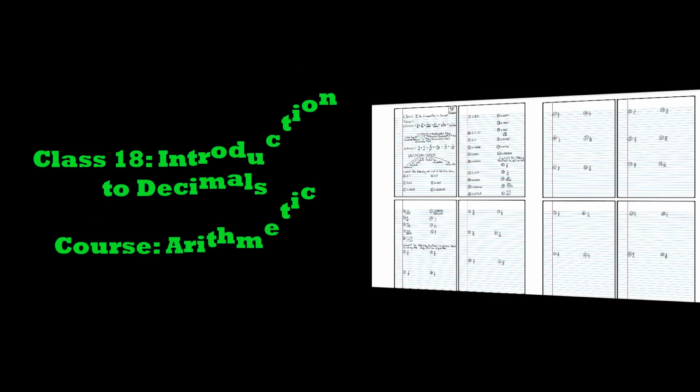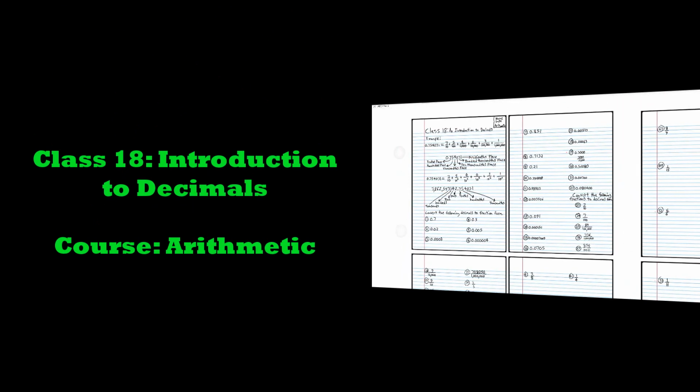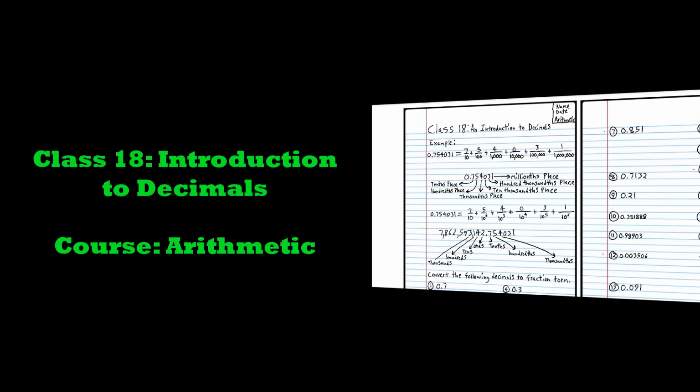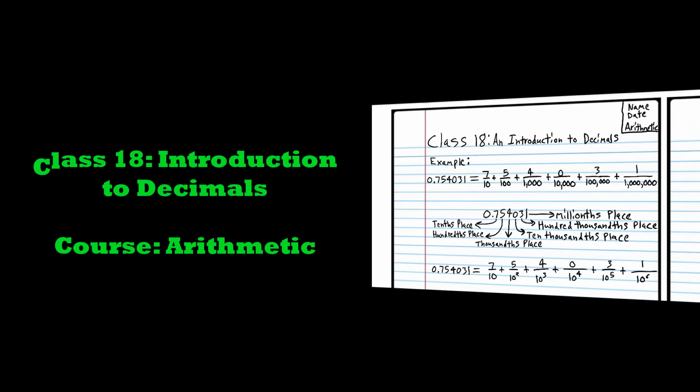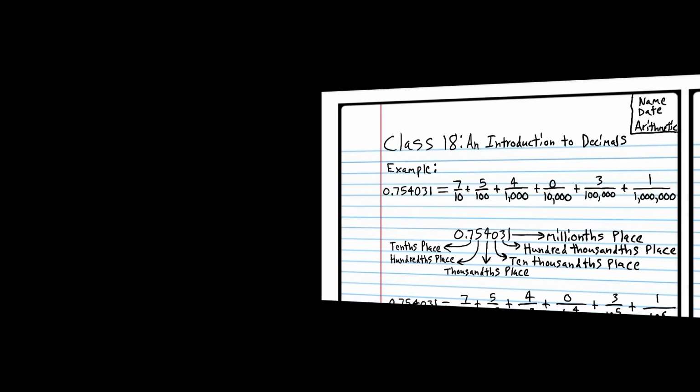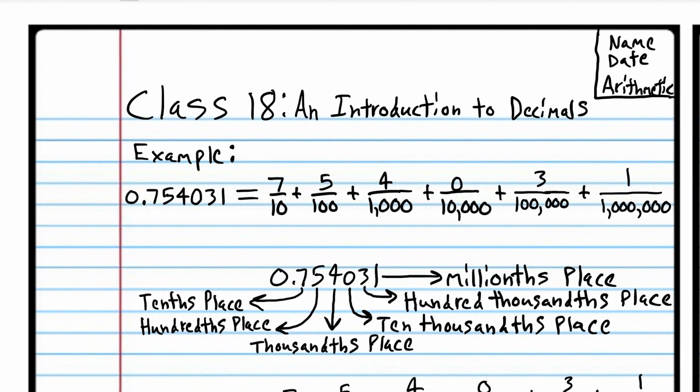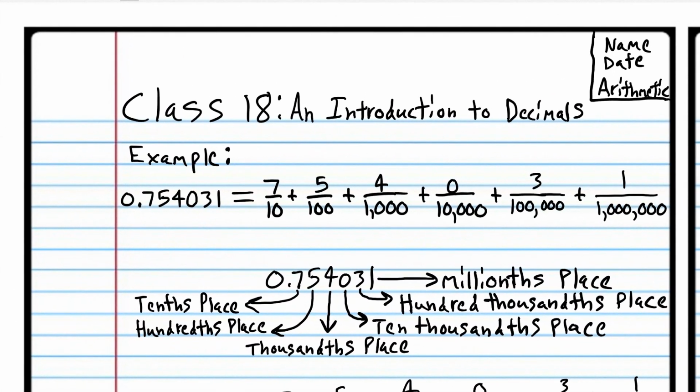This is class 18 of my arithmetic course. Today you're going to be learning about decimals. Now the most important thing to understand about a decimal is that it's just a fraction. But it's a special type of fraction. A lot of people think that decimals are something different from fractions, but no, decimals, again, they're just fractions.